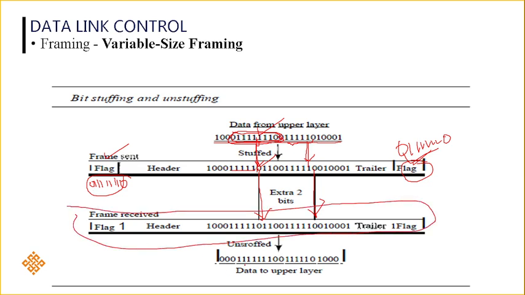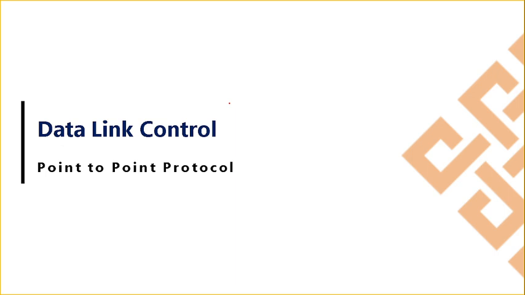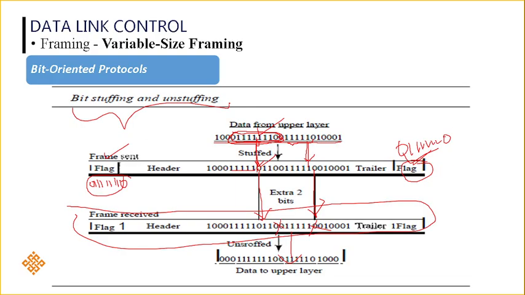The moment it is passed to the upper layers, it will just remove those extra bits which were added. We call it unstuffing. The remaining data will be passed to the next layer, that is the upper layer, the network layer. So this is where we add one extra, two extra bits, or any number of bits at the sender side, and we remove those bits at the receiver side. That's why we call it bit stuffing and unstuffing. So this is how the bit stuffing and byte stuffing concepts help in identifying the length of the frame in the case of variable-size framing.